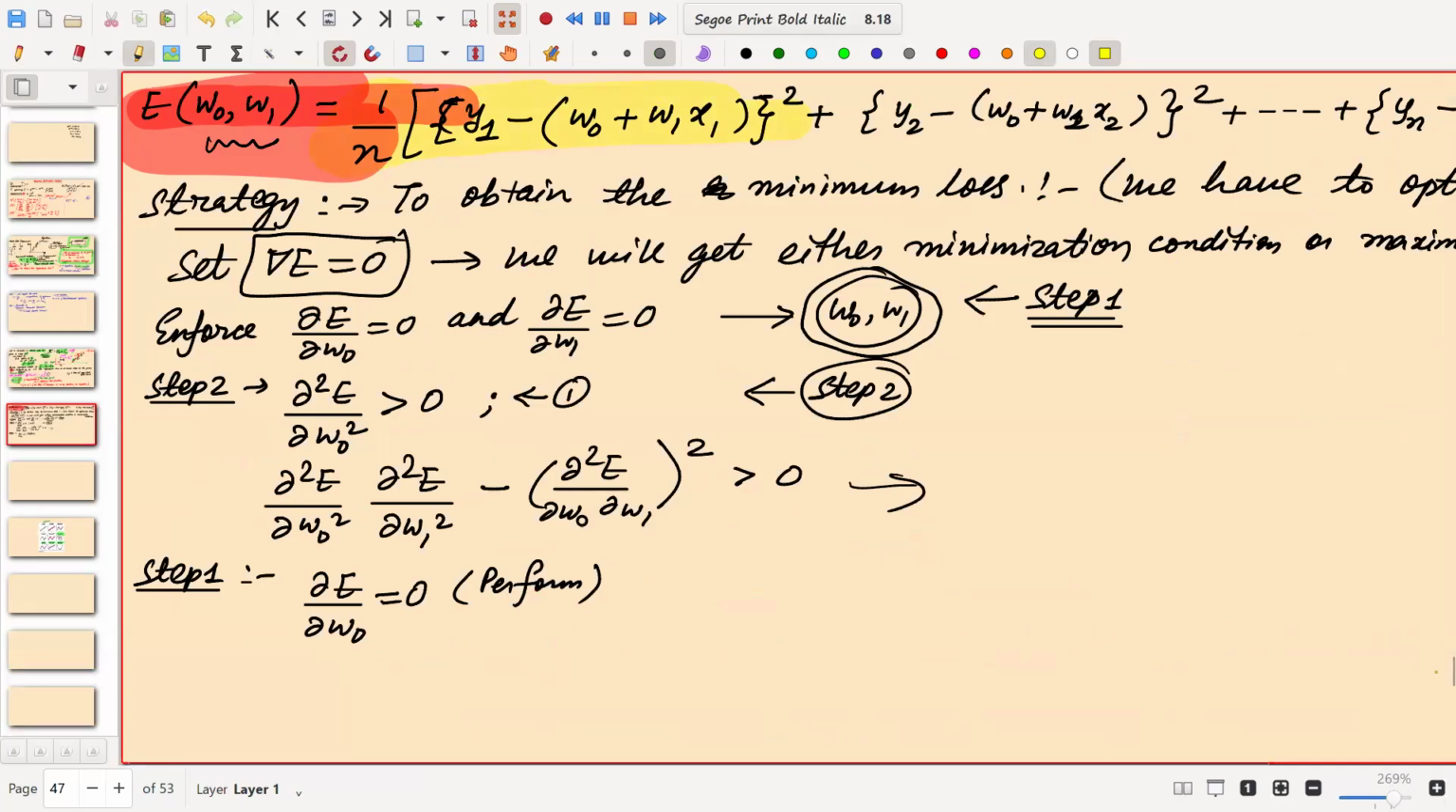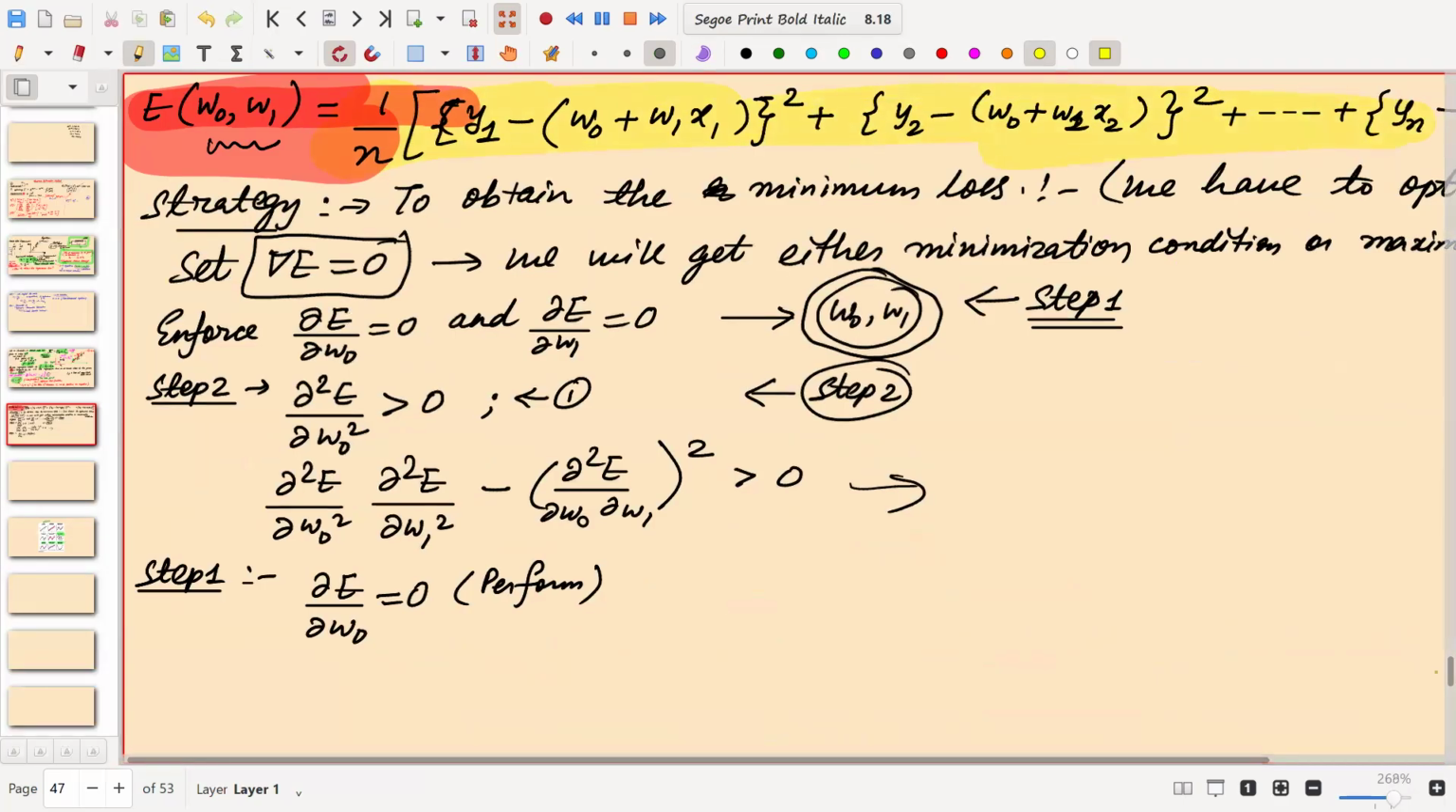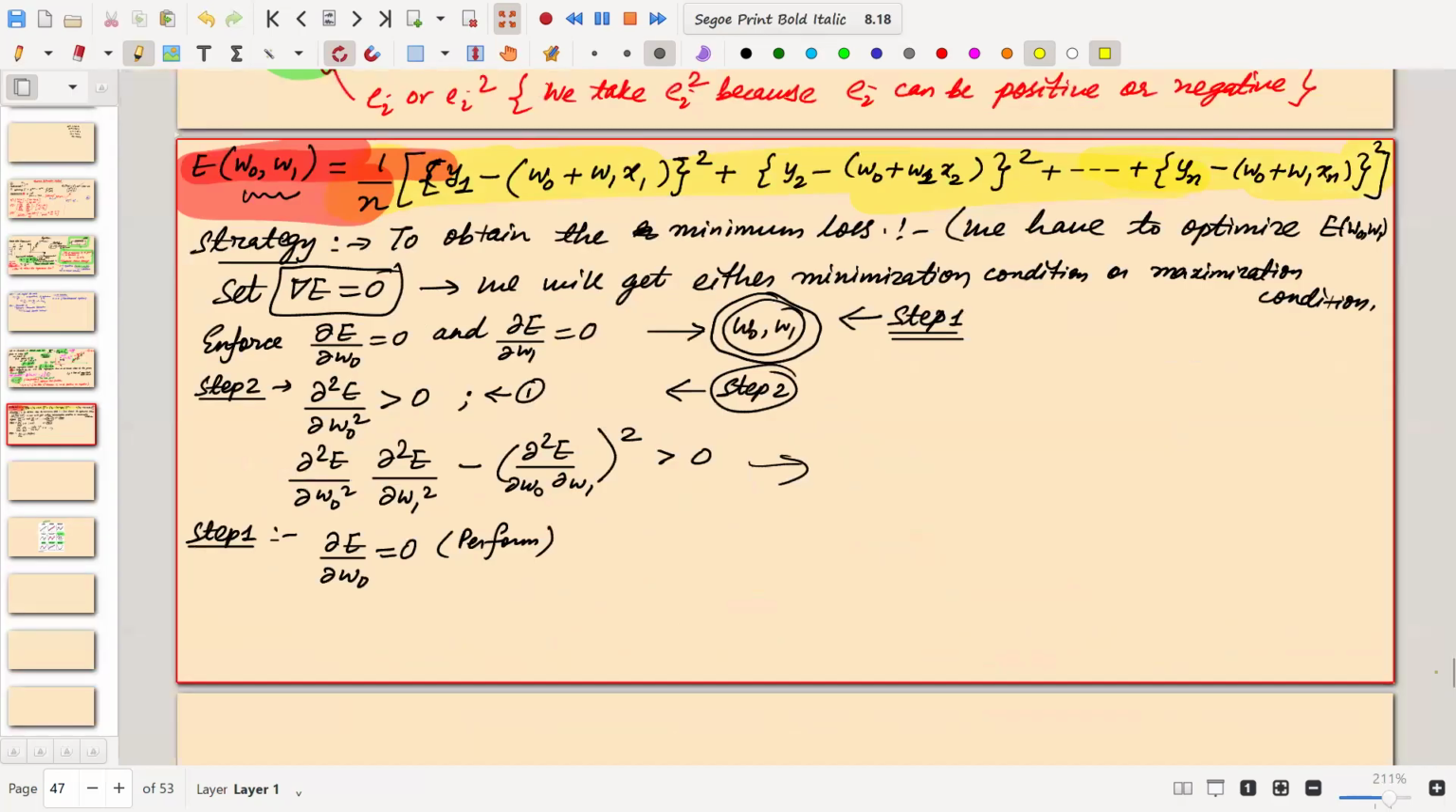We are taking the average of all the errors. There are n data points, therefore you are seeing 1 by n. Then we are taking the square of the residuals. What is the residual? The residual is the difference between the actual data point and the regression line. Let us take this regression line and this point (x1, y1), and the regression line is w0 plus w1x.